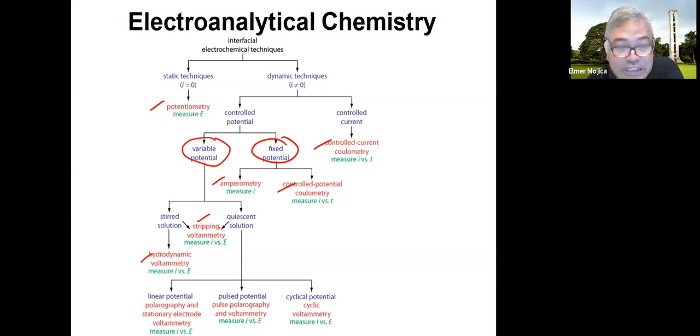If you could see, there's a lot of voltammetry that you have here. If it's a stirred solution, you have hydrodynamic voltammetry. For a quiescent solution, you have what we call stripping voltammetry. In stripping voltammetry, you measure current with respect to the potential, so different potentials. And in the quiescent solution, you have either a linear potential, a pulse potential, or a cyclical potential. So you're changing the potential here.